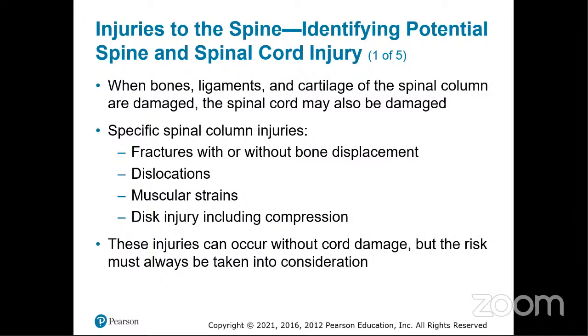Muscle strains is the same thing. If those pull too hard, they create a lot of pain, and you can break that or you can pull on that spinal column. And then disc injury, including compression. So that's whenever it says, oh, I blew a disc, what happens is that disc ruptures in between each one of those vertebrae. There are little bursas or discs that prevent bone on bone. It's a lubricant for the bones to move. If you rupture those, it swells a lot of times into the spinal column. And if it swells so much, then the electrical activity can't go past it. Any of these injuries can occur without cord damage, but the risk must always be taken into consideration.